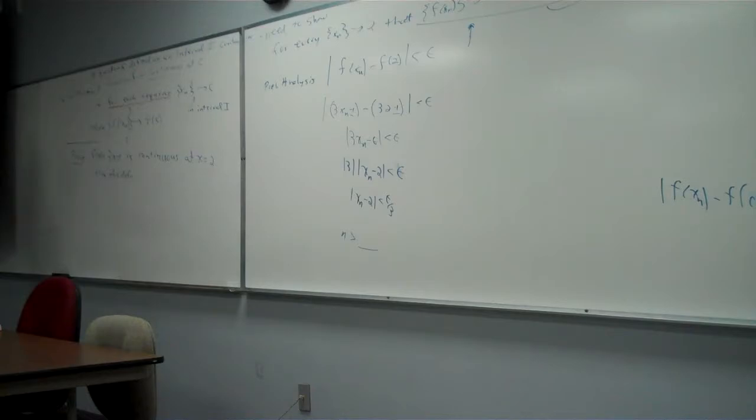You know, it might be 2 plus or minus some formula in n, and maybe we could figure out how big n has to be. But as we think about this, is there any way we might possibly know that x sub n minus 2 could be made less than epsilon over 3?